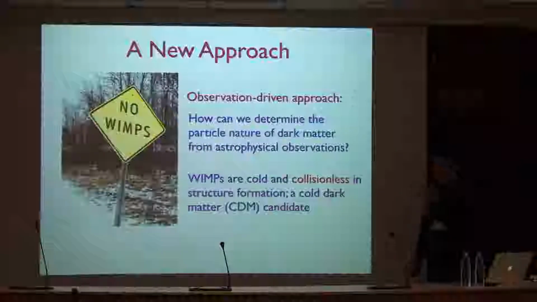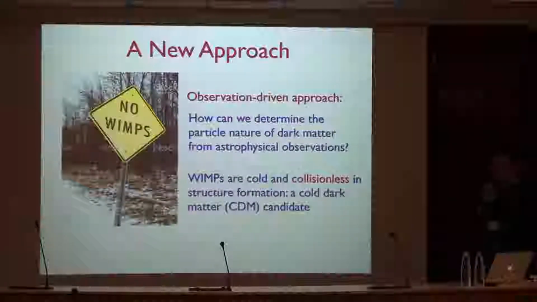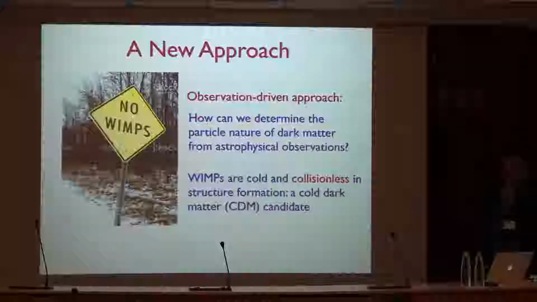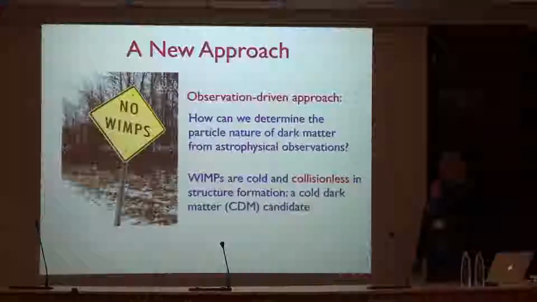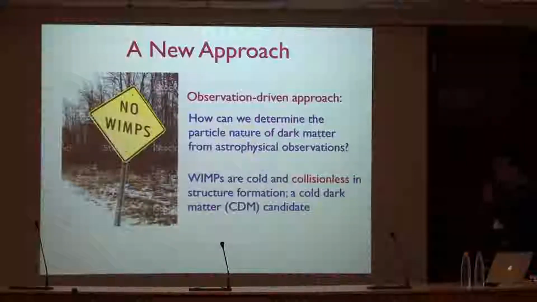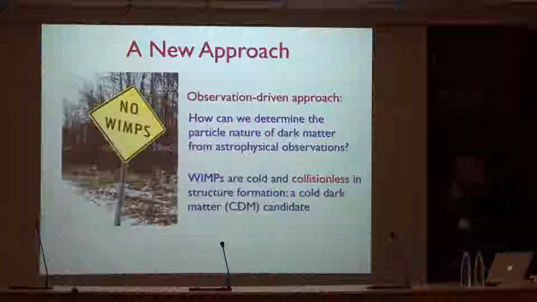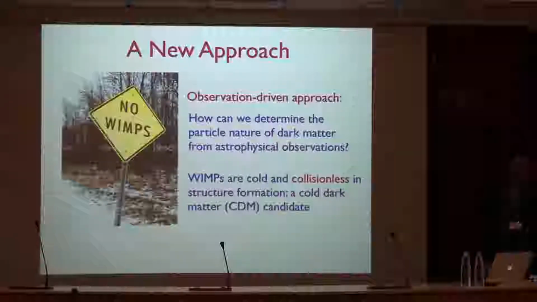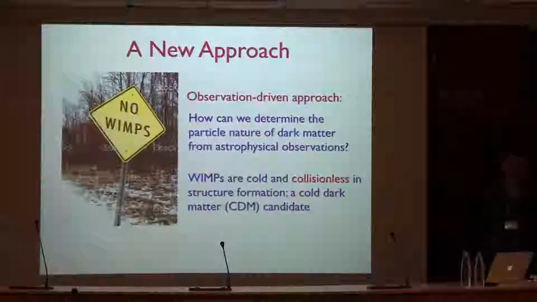I think the most well-studied dark matter candidate probably is the WIMP, the weakly interacting massive particle. After years of research, we haven't seen any WIMP signals yet. But I think it's a good time to think about new approaches to the dark matter problem. So we are going to take an observationally driven approach. In a sense, we ask the question: given the astrophysical observations, how can we determine the particle nature of dark matter? After all, the evidence for the existence of dark matter is from astrophysical and cosmological observations.